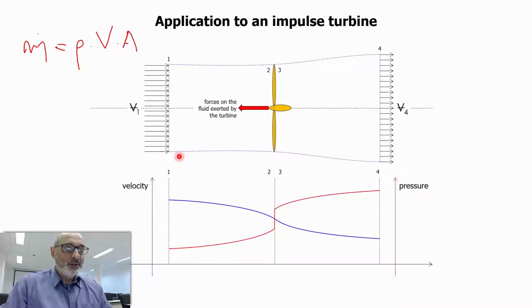Another thing I want to describe is the pressure and velocity along a line here, from the entrance to the exit. If you could measure these velocity and pressure, you would see something like this. As I said, yeah, go on.